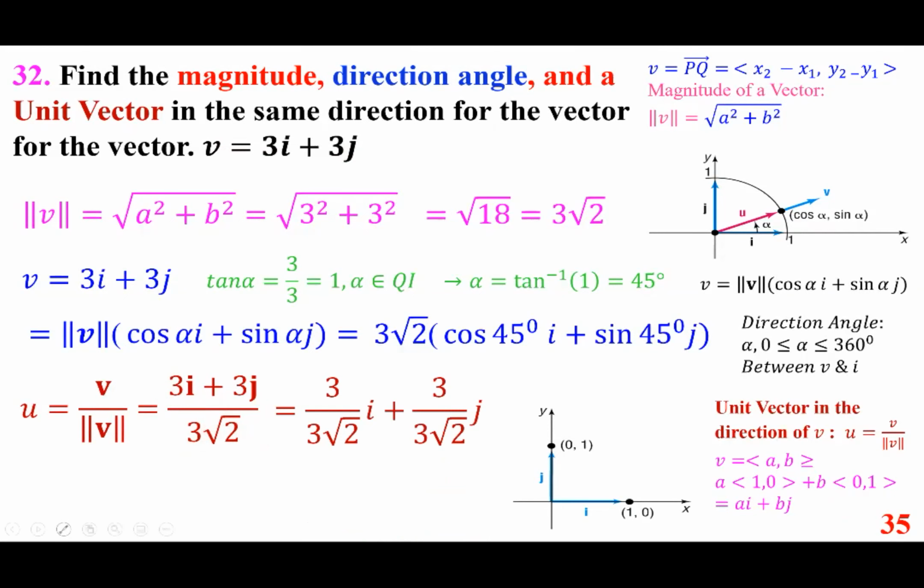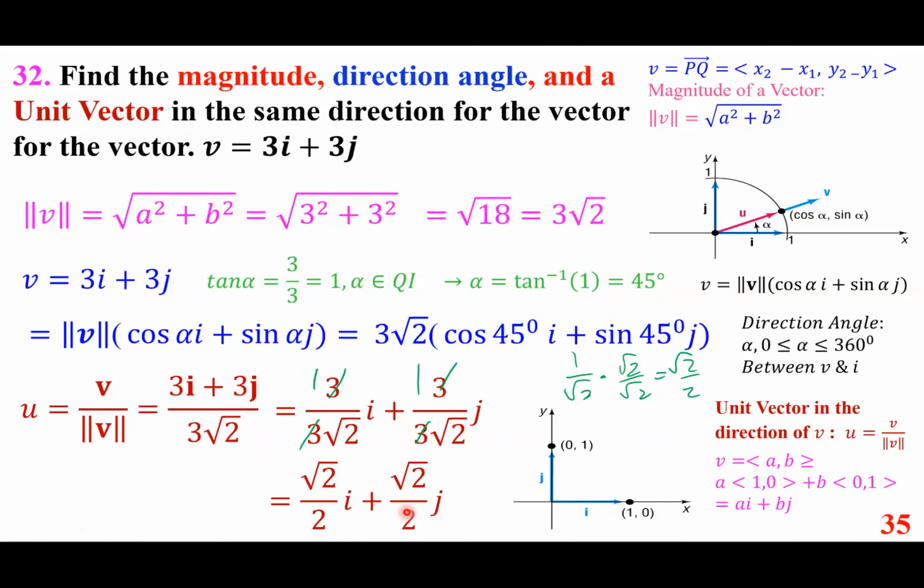I hope you realize that you have 1 over square root of 2. And 1 over square root of 2 times square root of 2 over square root of 2 gives you square root of 2 over 2. I hope you know that. So that's the answer. And you can always check by raising this to the power of 2, raising this to the power of 2, adding them up becomes 1, and the square root of that is also 1. So you can always check.